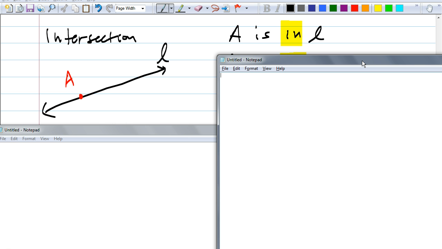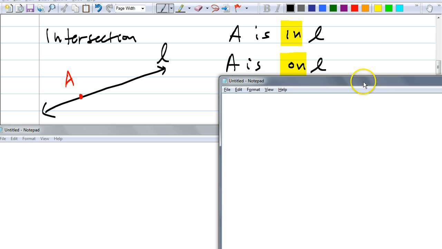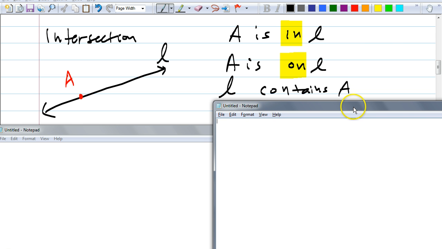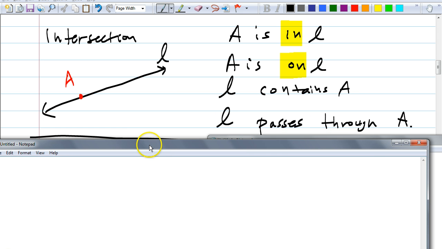Is this the only way to describe this? No, you could also say point A is on line L. Is this the only way? No, there are others. You could also say line L contains point A, or you could say L passes through A. These are all saying the same thing. It describes the same picture. Now, why are we doing all this? It's sort of obvious. Does anybody see why we are going through all this, and why we are showing you all these different ways of describing the same picture?